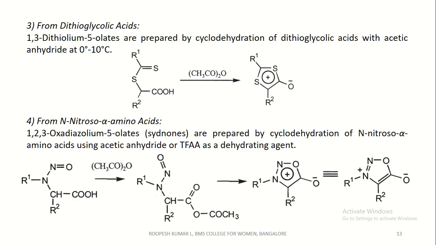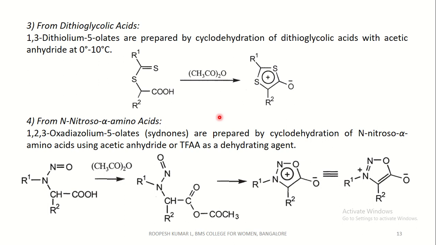From dithioglycolic acids, 1,3-dithiolium 5-olates are prepared by cyclodehydration of dithioglycolic acids with acetic anhydride at low temperature. This is a dithioglycolic acid, which reacts with acetic anhydride at low temperature to give 1,3-dithiolium 5-olates. The mechanism follows the previous examples.